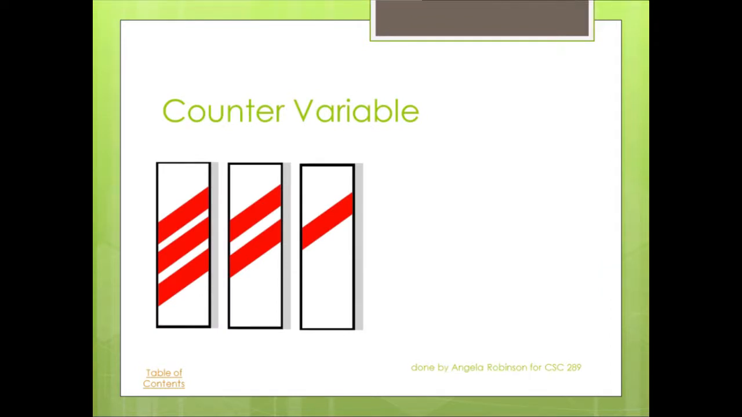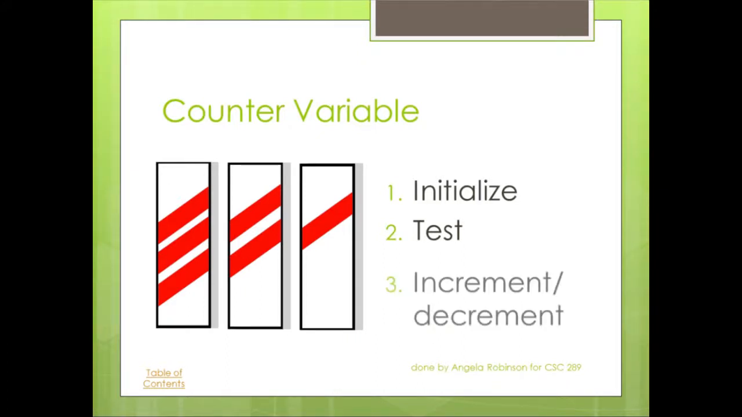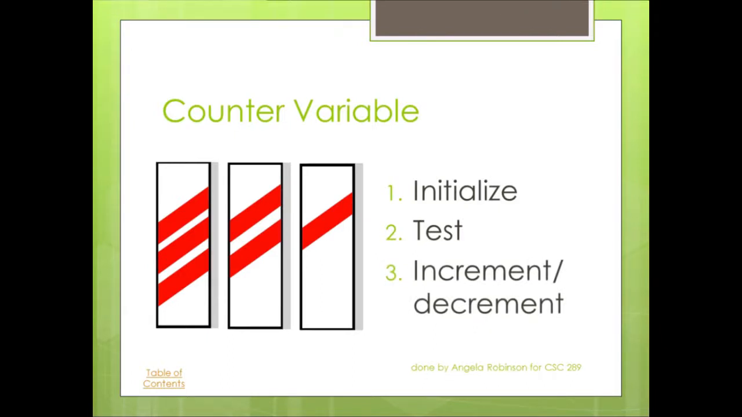Within the loop, you perform three tasks to the counter. First, you initialize the variable to the minimum value. Second, you test the variable's value to see if it's between the minimum and maximum values. If it is, the loop continues to perform the task. If it isn't, the loop is stopped and the program goes to the next task. Third, after you perform the task, you increment the counter variable.